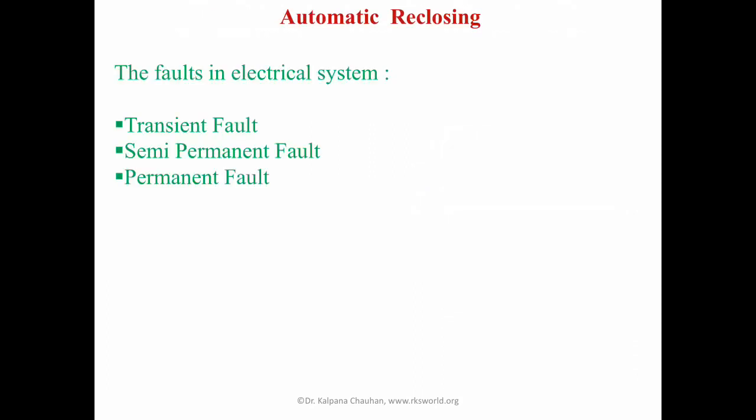A term that we frequently use when we go to the circuit breaker or relays is the automatic reclosing.